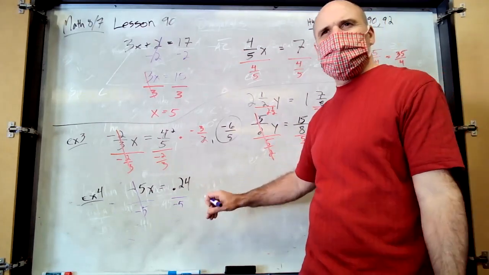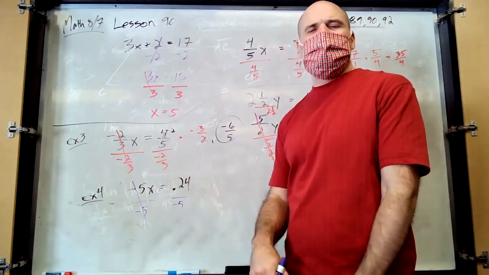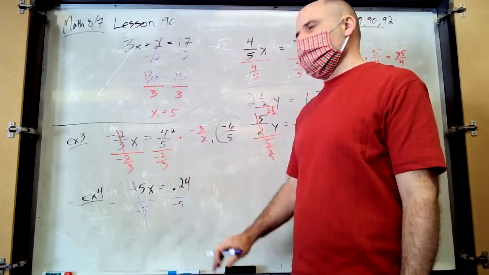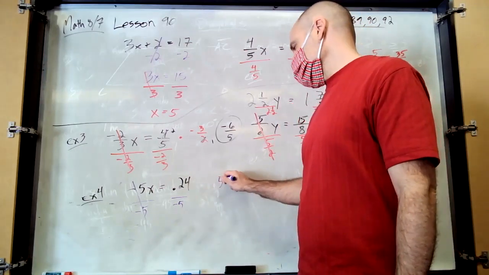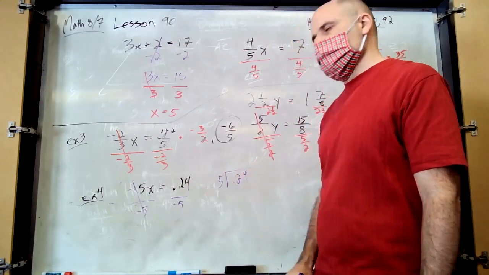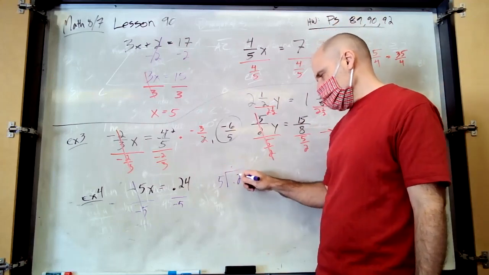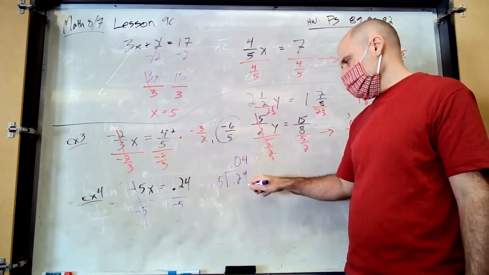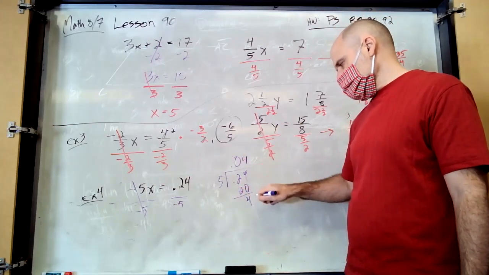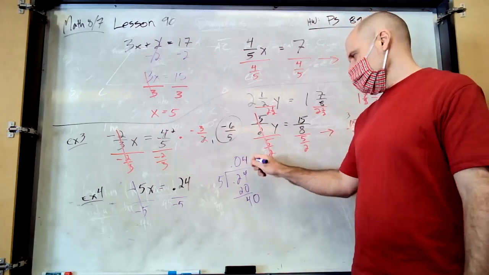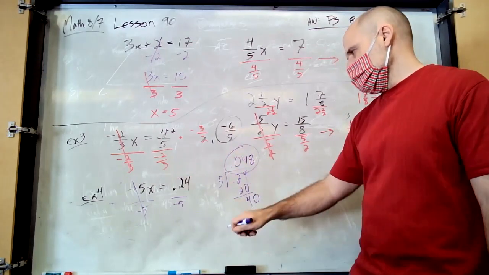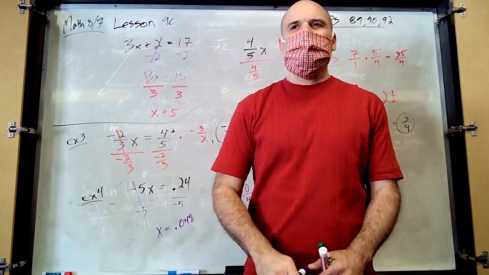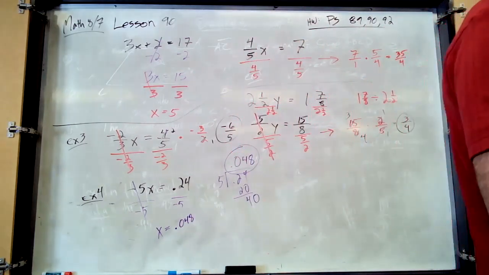0.24 divided by negative 5, well, we know how to do that. First of all, positive divided by negative is a negative. So let's forget about the positive and negatives and know that our answer is just going to be negative. Now we're just going to divide 5 into 0.24. How many times does 5 go into 24? 4. Now we can add as many zeros as we want. 8. So x equals 0.048.